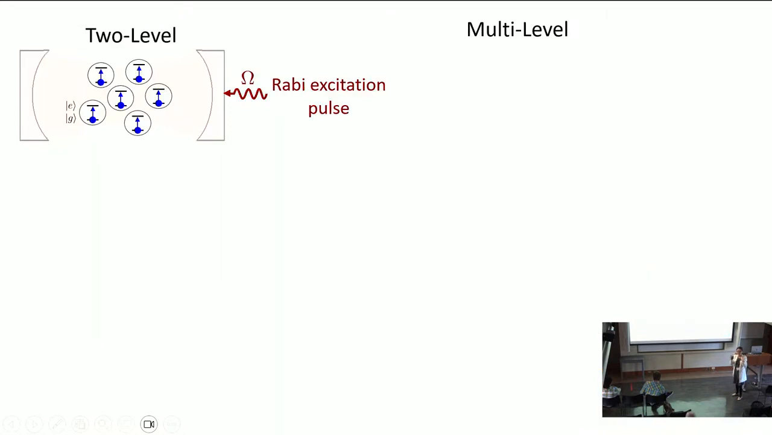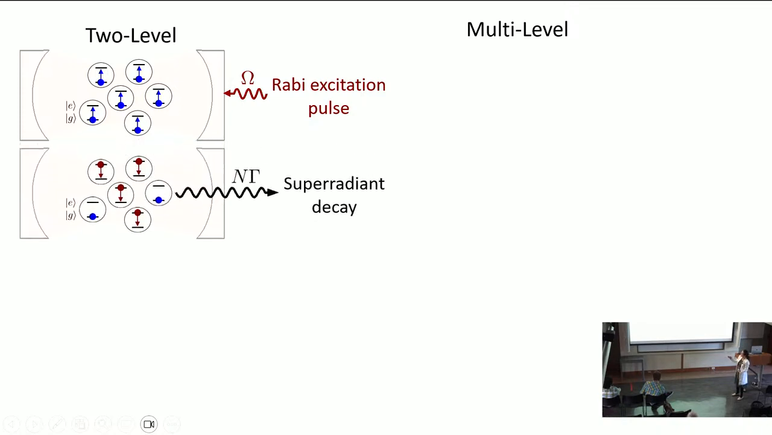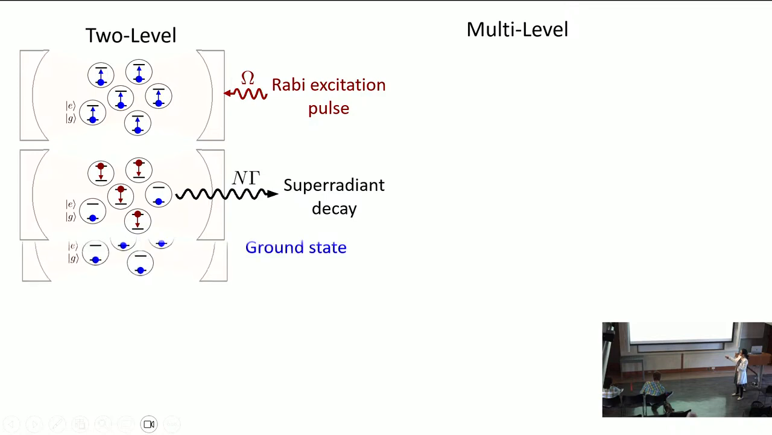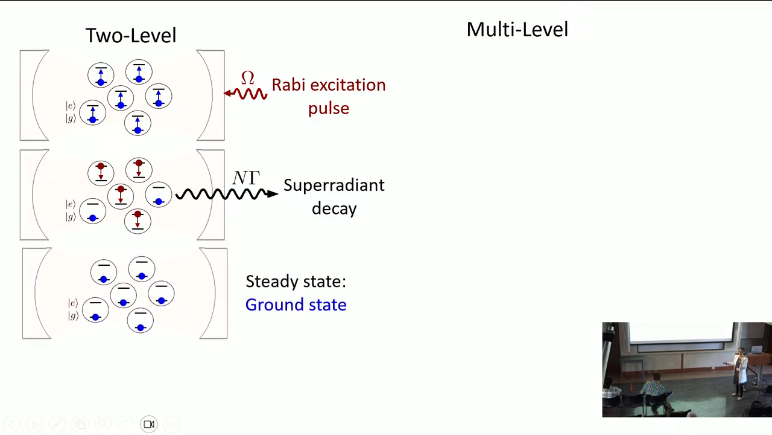And if I'm going to summarize the story today, the message that I want to transmit is that if you have two-level atoms, place them in the cavity, illuminate the atoms with a pulse through the cavity, excite them to the excited state, and wait, you will see the superradiant pulse, and then all the atoms are going to be in the ground state.